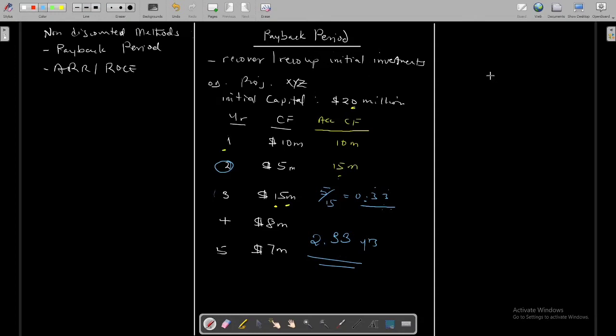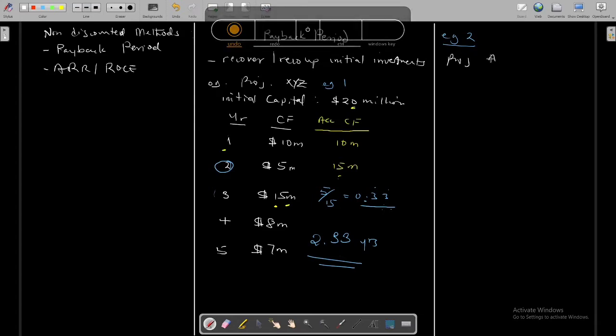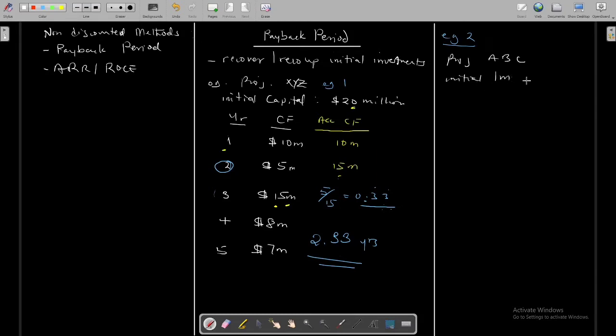Let's take another example. So this is example 1. Example 2. Let's take, for instance, project ABC. Project ABC had an initial investment of $10 million, but the expected cash flows are as follows.